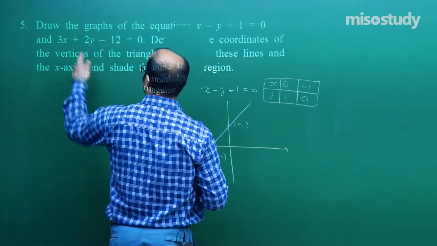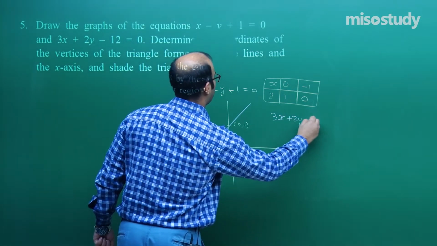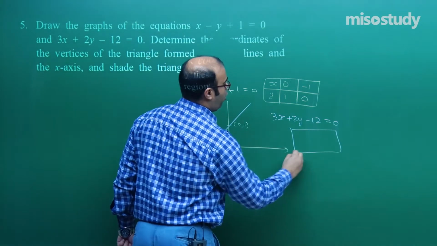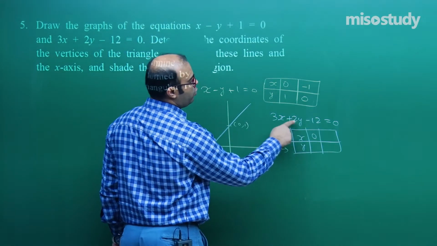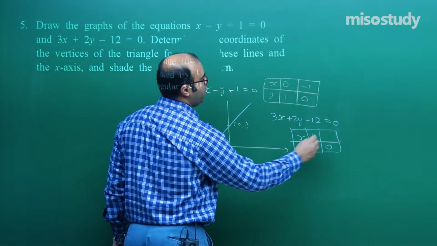Now next is 3x + 2y - 12 = 0. Here again, when we try to plot, we take values of x and y. We take x = 0, y will be 6. We take y = 0, in that case x will be 4.